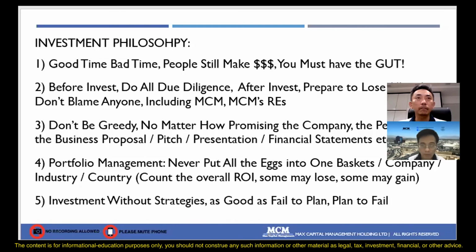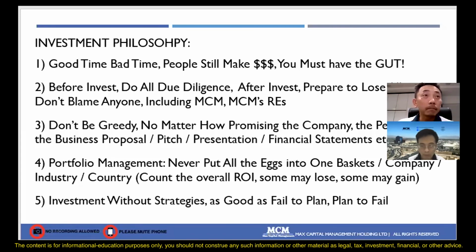And the second one, before you invest, make sure you do all the due diligence. You do everything. You convince yourself, okay, I know this one will make it. I put the trust on myself, I put the trust on MCM, and I put in the money. But after you invest, prepare to lose all, and don't blame anyone, including MCM, and also MCM's REs.